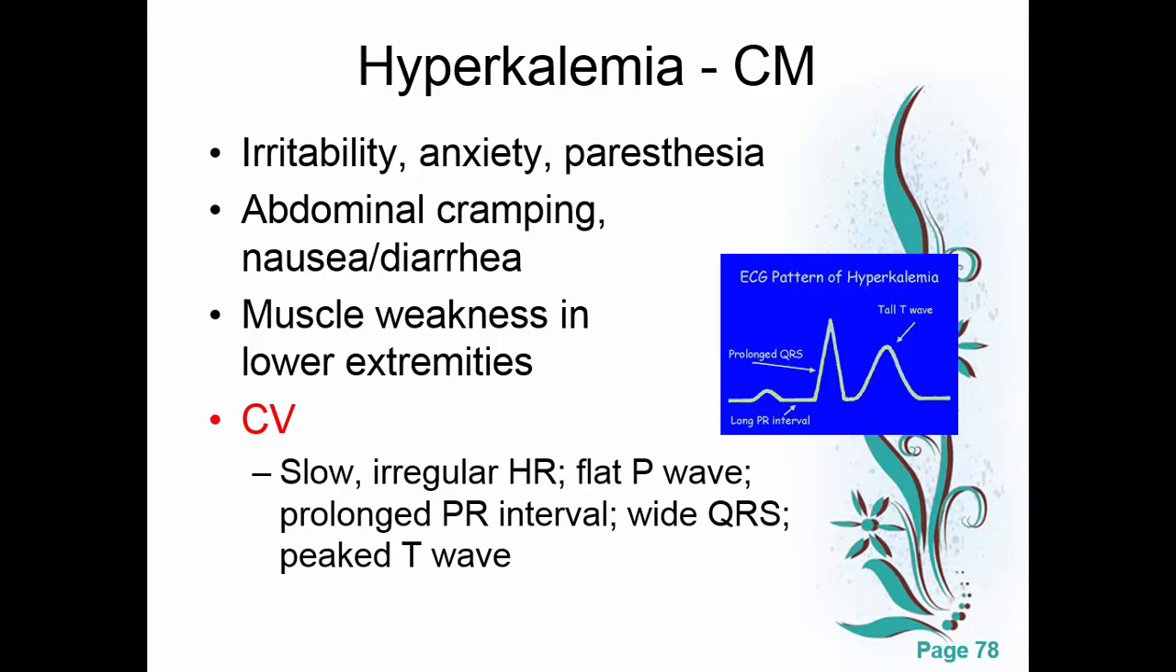All right, manifestations. Irritability, anxiety, and paresthesia, which is numbness or tingling of the face, tongue, feet, or hands. They may have abdominal cramping, nausea and diarrhea, muscle weakness in the lower extremities, your cardiovascular issues, slow, irregular heart rate, EKG changes. They may have a tall peaked T wave, prolonged PR interval, ST segment depression, loss of a P wave, widening QRS.